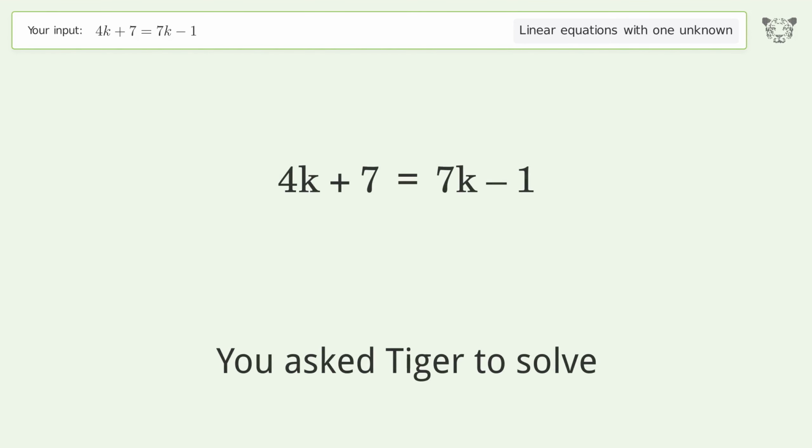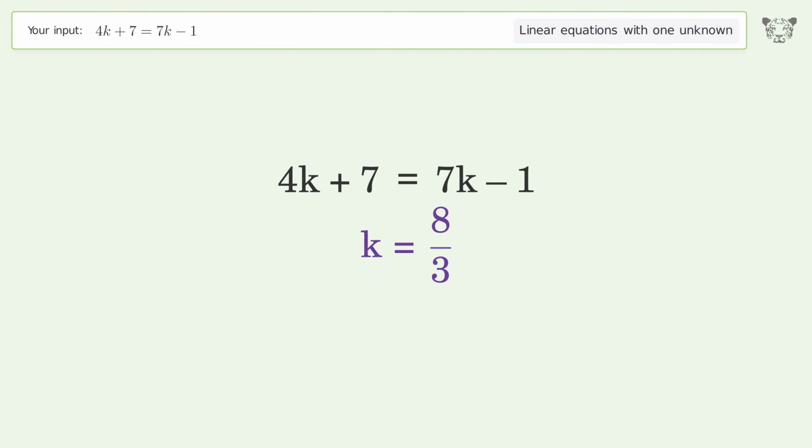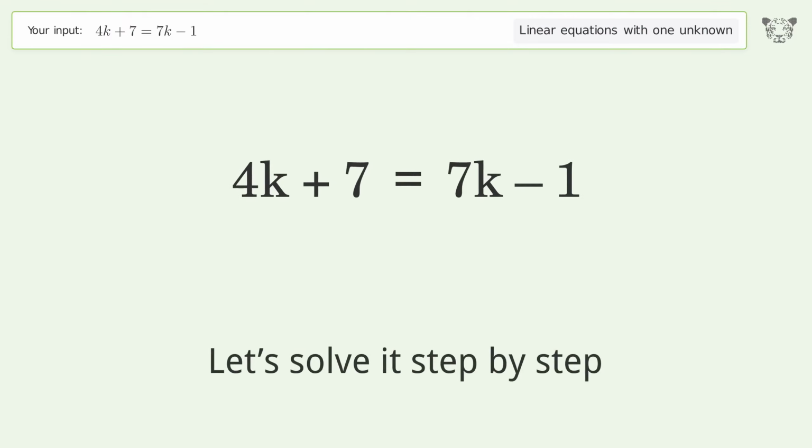You ask Tiger to solve. This deals with linear equations with one unknown. The final result is k equals 8/3. Let's solve it step by step.